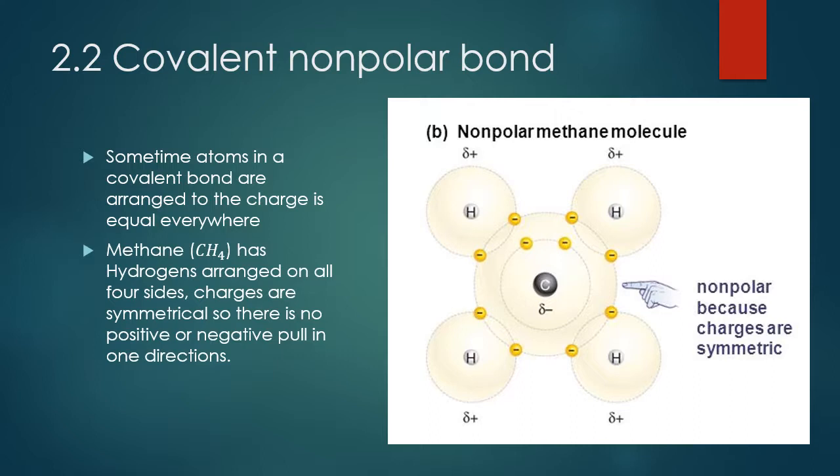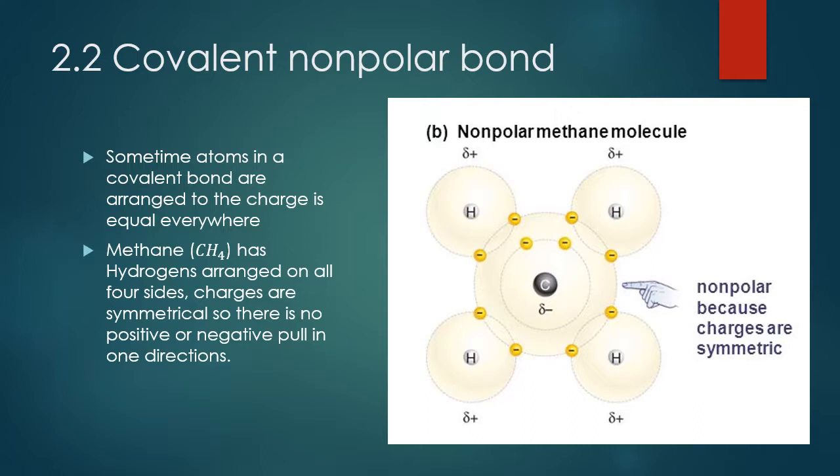Now let's look at what happens when the atoms are arranged symmetrically around each other. In the last example with hydrogen and oxygen, the 2 hydrogens tend to sit toward one end, the oxygen towards the other end, and so you have that pull in one direction.